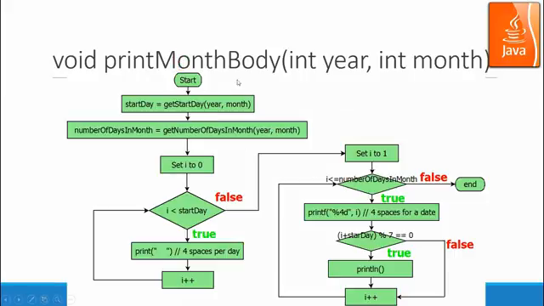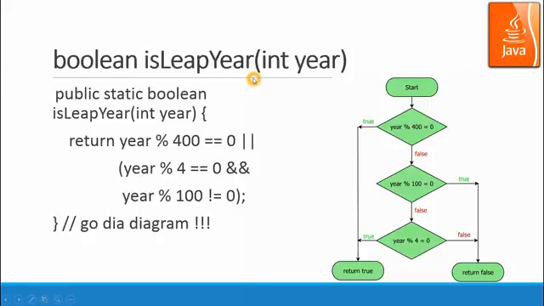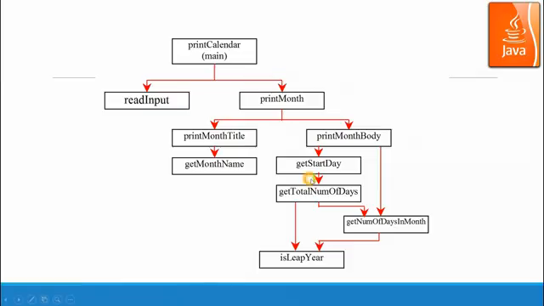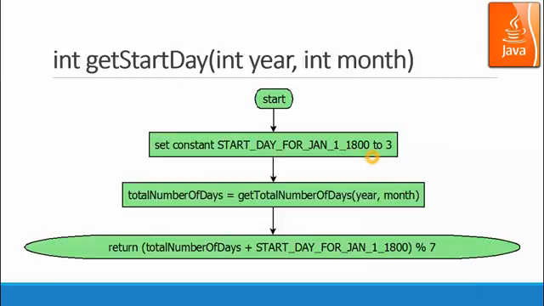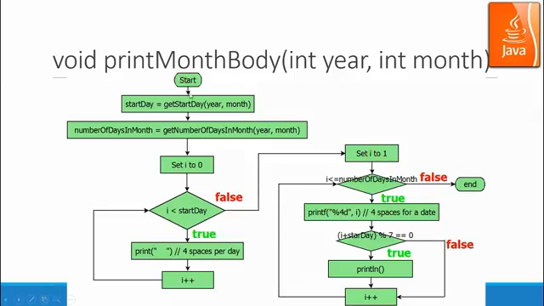And right here is the print month body. Print month body is the one that calls both the start day and get number of days in month, because you need to print out the lower part of your calendar. And right here is the algorithm. Basically, you need to know about the start day and the number of days for that month, and then you start to print out the empty space for those days that are not in there, and then you print out those days.